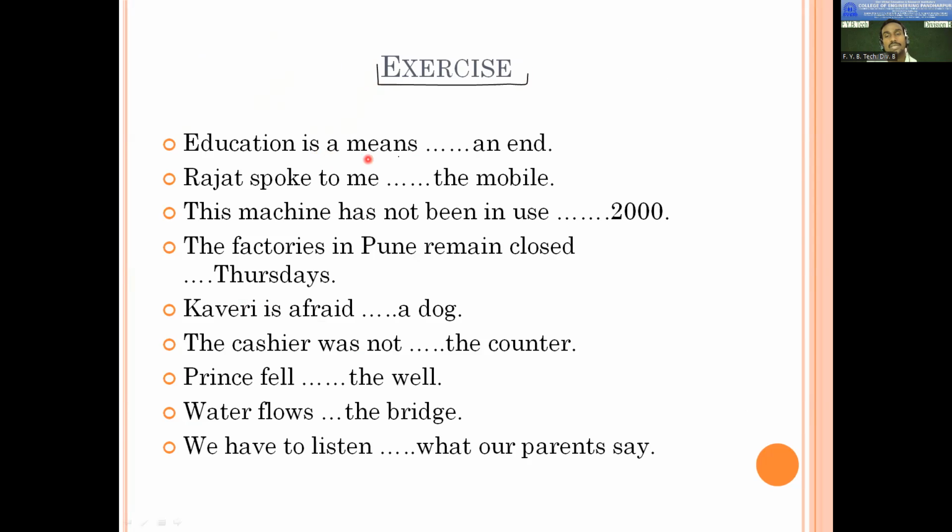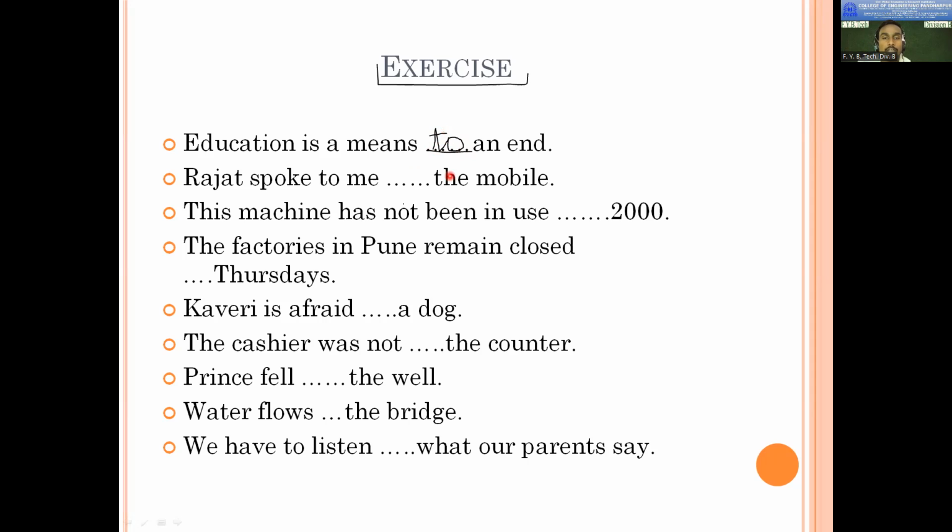Education is a means dash an aim. Any guess which preposition can come here? So in education, a means, it will be for... it will be to. Education is a means to an end. Okay, so not of or for.